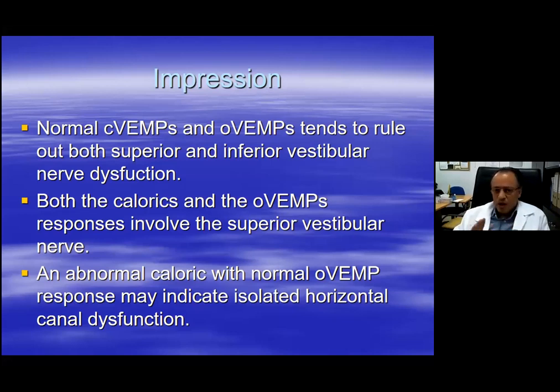Well, when you go into the literature, there is the known characteristic, the possibility that one needs to keep in mind of isolated horizontal canal involvement. It's possible to have isolated horizontal canal involvement in some of your patients, and this can describe the differentiation here. And this differentiation here appeared because VEMPs were performed.